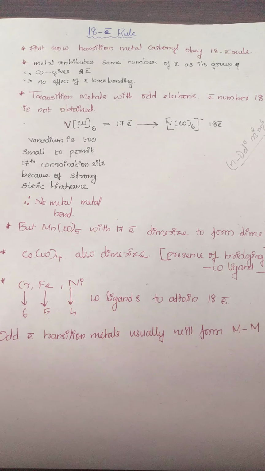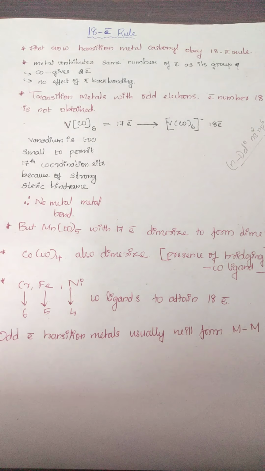Hi everyone. In this video we are going to discuss the 18 electron rule. According to this rule, in organometallic compounds and other complexes, the sum of valence shell electrons of the transition metal or metal ion and the electrons donated by the ligands is equal to 18.